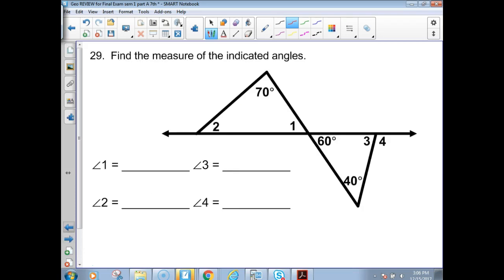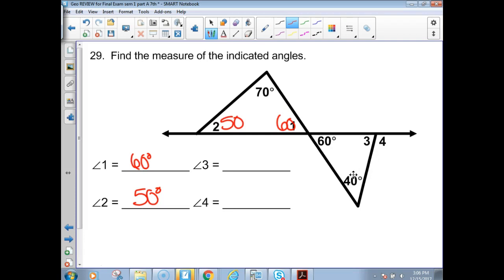Okay. Number 29, find the measure of the indicated angles. First angle, let's get angle 1. What is it? Quickly. Okay. Go over to the triangle where angle 2 is and find angle 2. That's because the 3 angles add to 180. 70 plus 60 is 130. 180 minus 130 is 50.